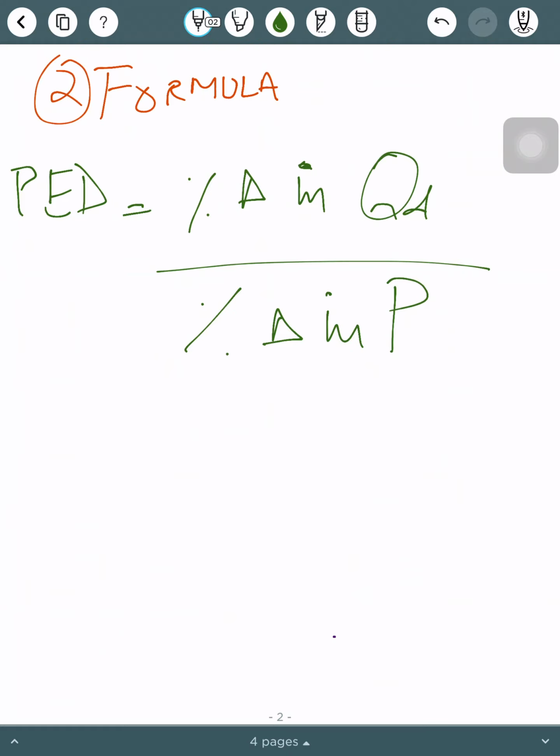Moving on to the next thing, the formula. For PED, we had PED is equal to percentage change in quantity demanded divided by percentage change in price. For YED, it will be percentage change in quantity demanded divided by percentage change in income. There will be just one change in the formula, in the denominator. Again, YED is equal to percentage change in quantity demanded divided by percentage change in income.